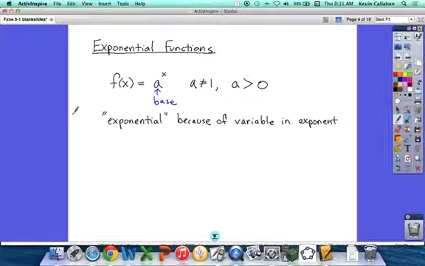But what would you have as a function if your function was 1 to the x? I mean, 1 to any power is 1. So basically, it would just be f of x equals 1. That's why the base is never 1. It's always either greater than 1 or less than 1, but it's positive.